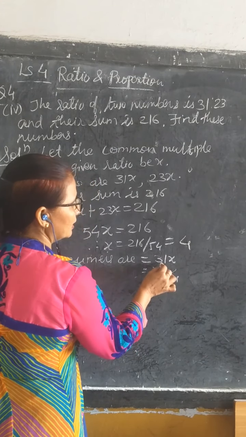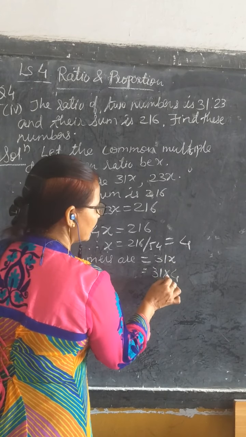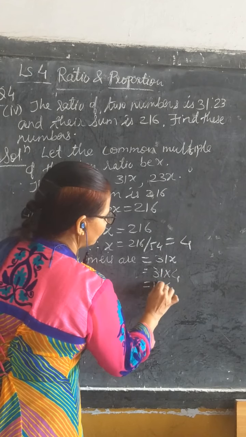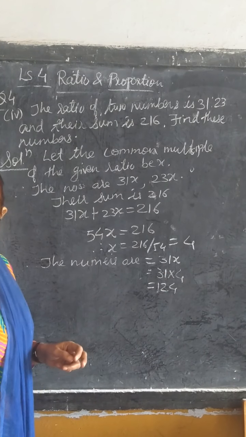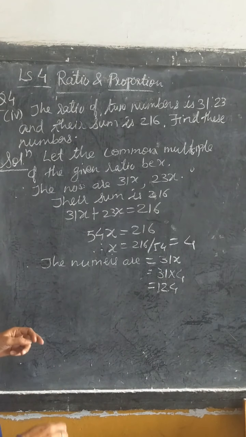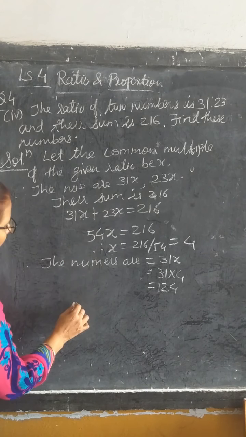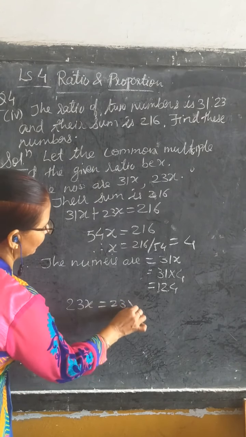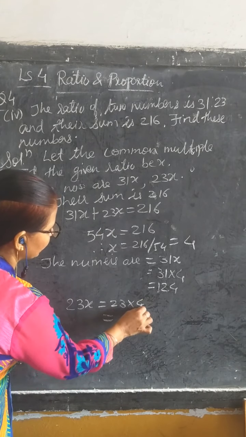You know children, between 31 and x what is the sign here? Multiplication always. So multiply, 4 ones are 4, 4 threes are 12. So the first number is 124. Now let's write the second number. What is that? 23x. That is 23 into 4. Multiply this. 92.